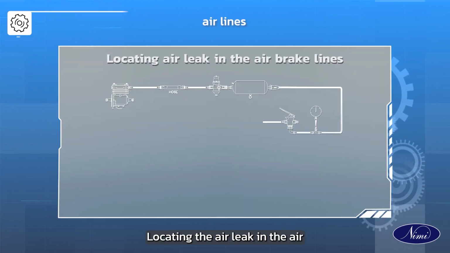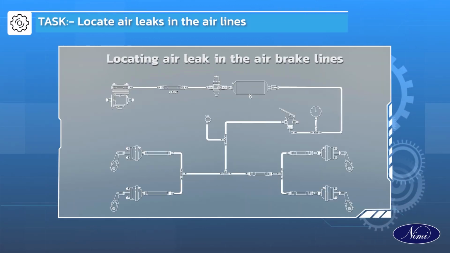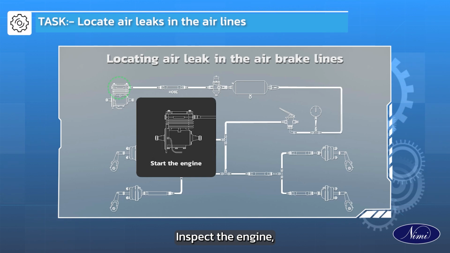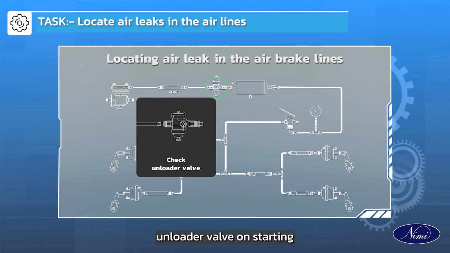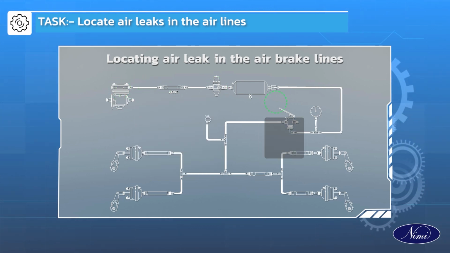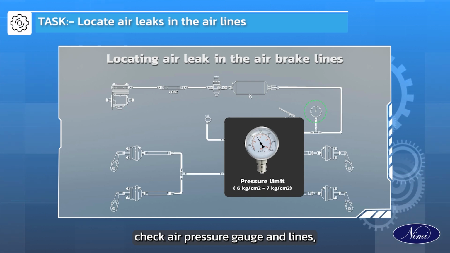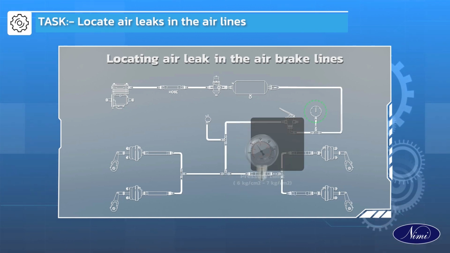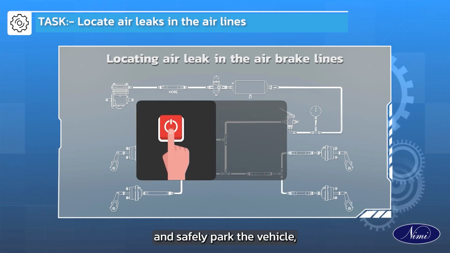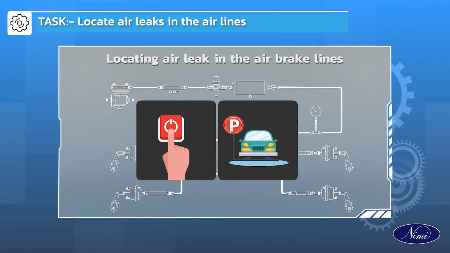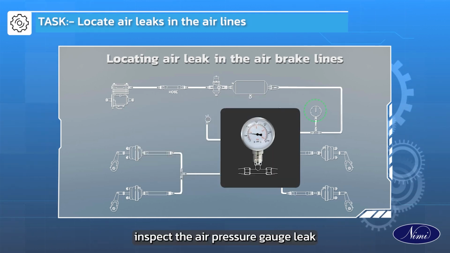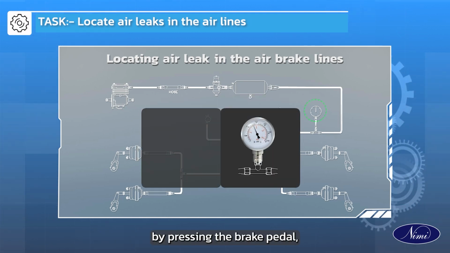Locating the air leak in the air brake lines. Inspect the engine unloader valve on starting. Check air pressure gauge and lines. Switch off the engine and safely park the vehicle. Inspect the air pressure gauge leak by pressing the brake pedal.